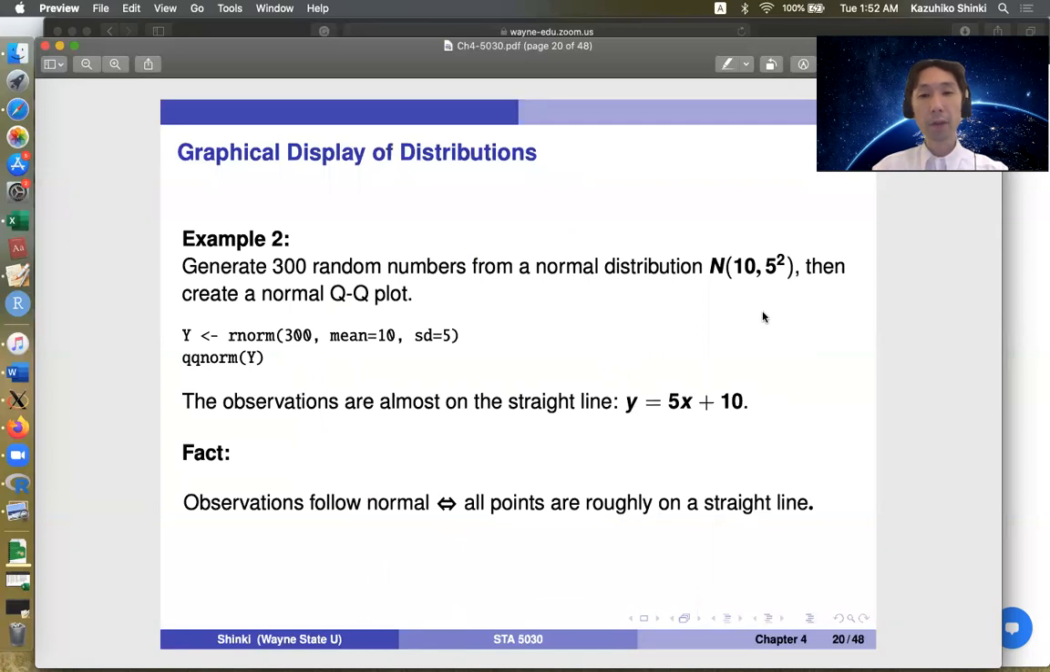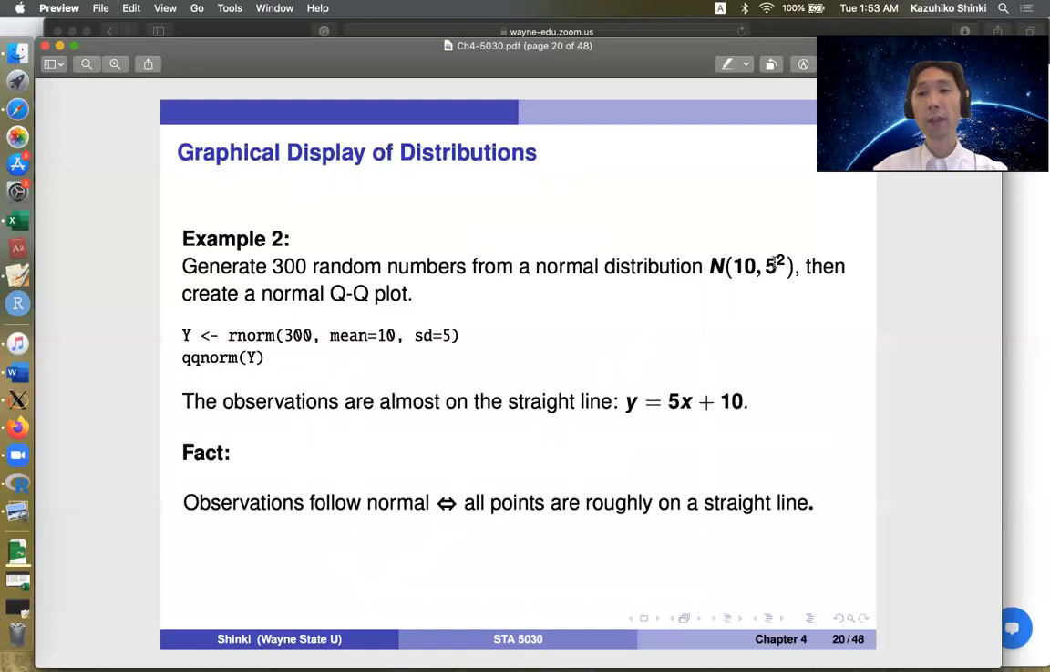So next example. What happens if the mean and the standard deviation are changed? Think about 300 random numbers which follow a normal distribution but with mean 10 and standard deviation 5. Then basically all observations are shifted upward by 10. I mean, all observations get 10 larger. So the sample quantile on the y-axis is 10 larger.